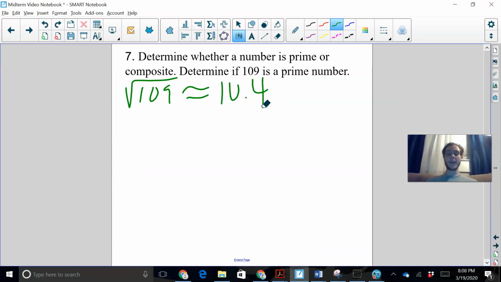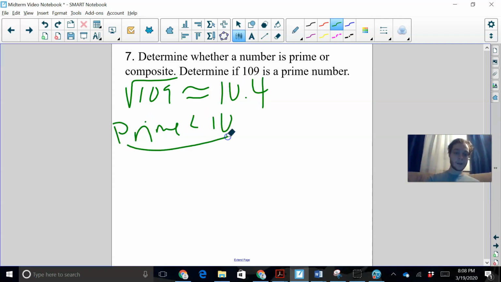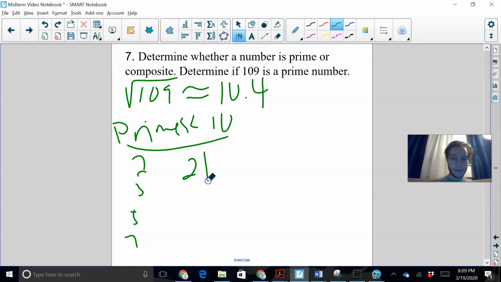So now, that means we need to check all the primes less than 10, which would be 2, 3, 5, 7. We need to see if any of those go into 109. If none of those go into it, then the number is prime. If one does, it is composite. So is 2 divided into 109? It does not, using our rules from before. Does 3 divide 109? Well, 1 plus 0 plus 9 is 10, and 10 divided by 3 is not going to be a whole number.